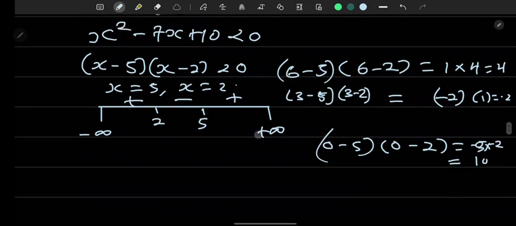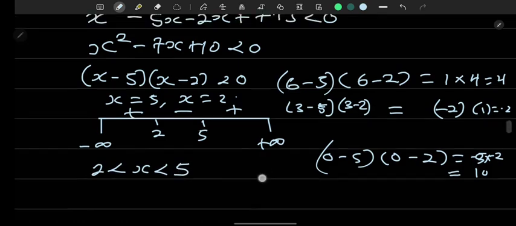Okay, so now when you look at this, why do we have to do this? We have x minus 5, x minus 2 less than 0. This implies that the product of these two factors is negative. For something to be less than 0, that means the result is actually negative. So now we look at the negative region here. Negative here is between 2 and 5, which implies that the solution is in the range 2 less than x less than 5. And that is the solution.